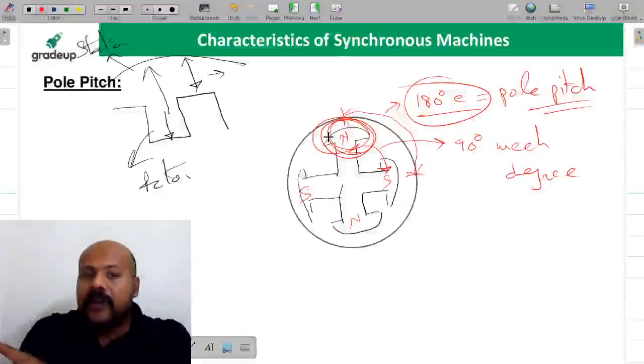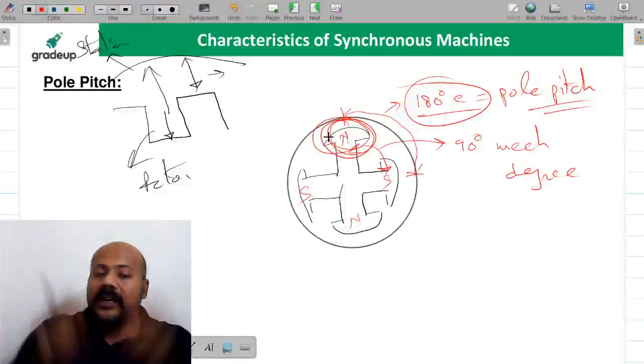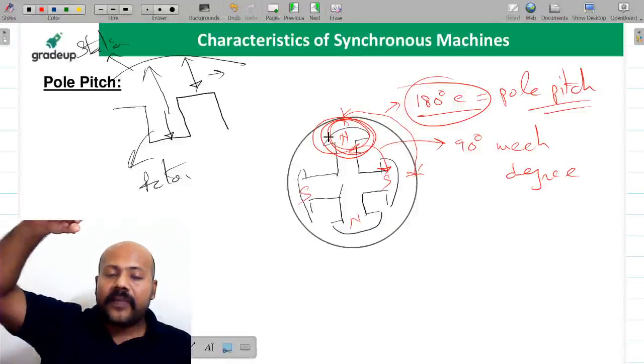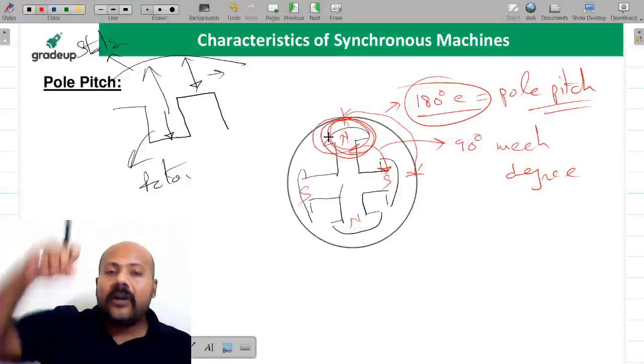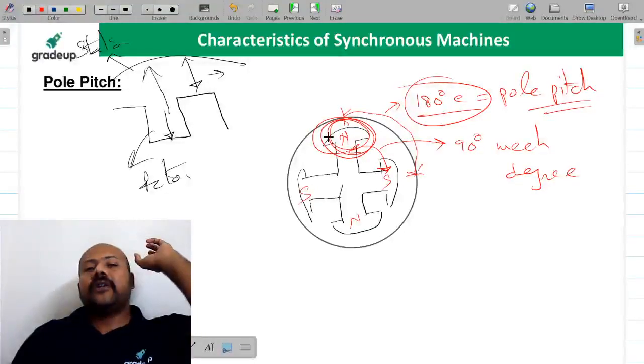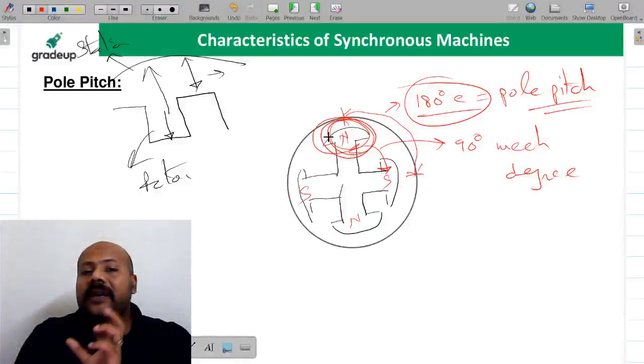Now you tell me, if you are having a north pole here, so definitely you are going to have an adjacent south pole, because you must be knowing that north pole or south pole in terms of magnetic field cannot remain individual. They cannot remain standalone. If you are having a north pole, then you are having a south pole. If you are having a south pole, then you are having a north pole. So the north and south poles are always going to appear in pairs.